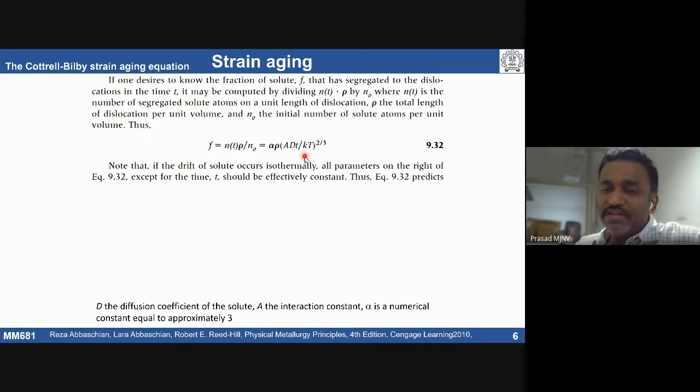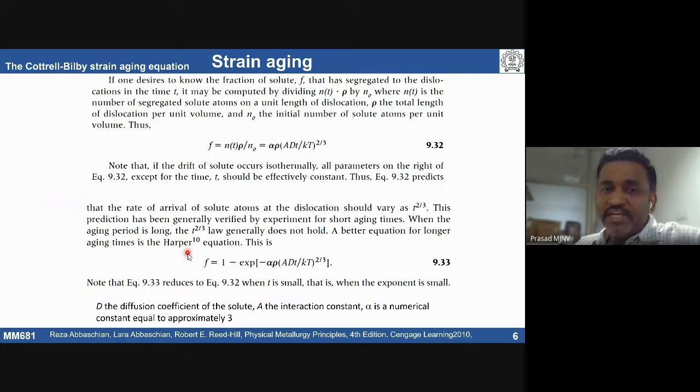So another person, Harper, proposed a slightly different, better equation for longer aging times, because at low room temperature one has to hold it for a long time, many months, and only then do we see reappearance of the yield point phenomenon. For such long times we cannot use what Cottrell Bilby proposed. The Harper equation can be used to find the fraction of solutes that can segregate to the dislocations in a given time and temperature.